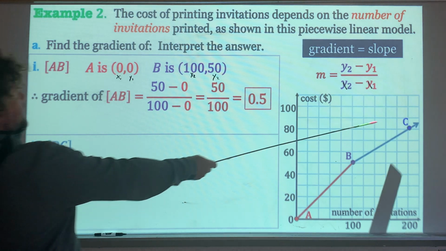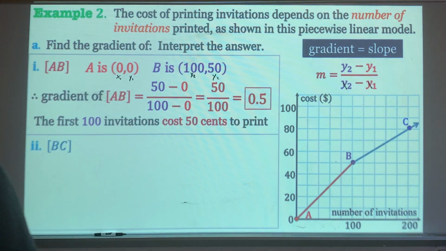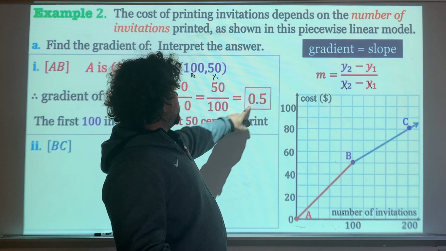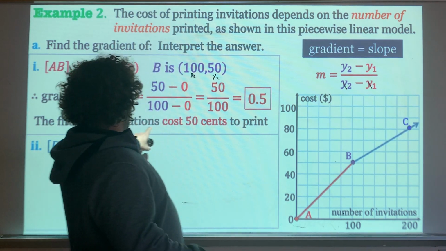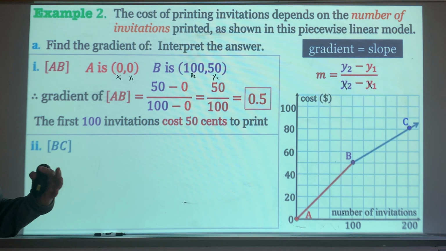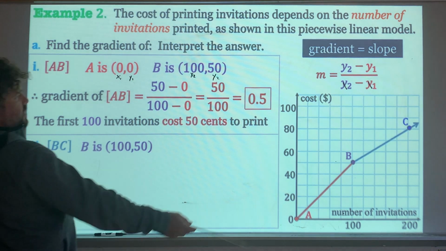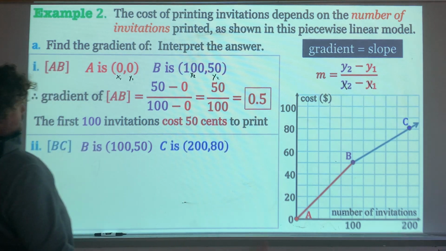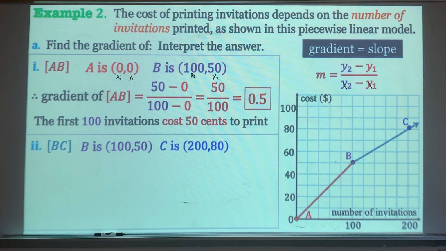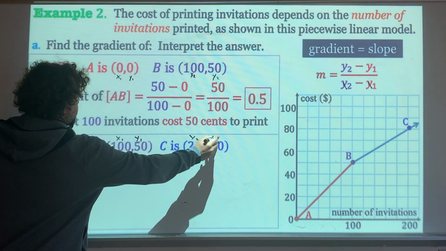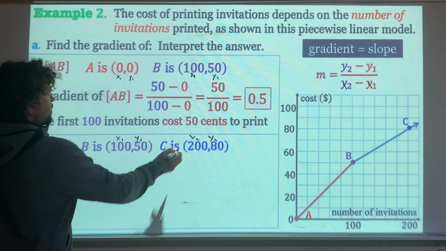You need to know what point C is. Point C over there. So the first 100 invitations cost $0.5 or 50 cents to print. All right, and that is per invitation, not for all of them, it's per invitation. BC, so we know point B is 150. Point C over here, though, is 280, I think, right? 280. All right, so now we're just going to say your x1, your y1, your x2, your y2. As long as the ones and the 2s stay together, you're fine.